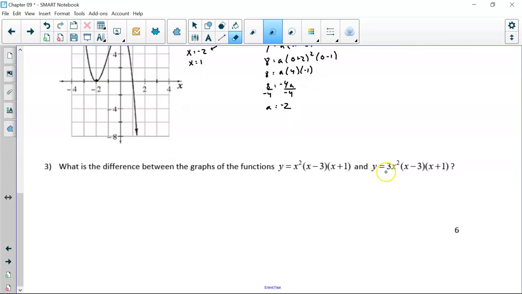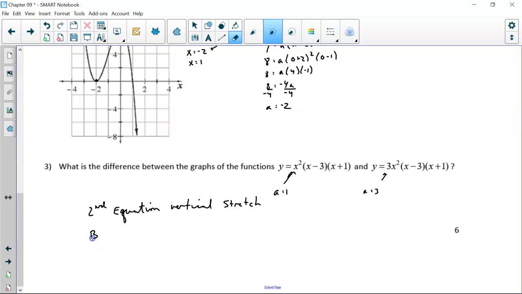Looking at problem number 3. These equations look identical, except for one thing. For the first equation, a is a positive 1, and for the second equation, a is a positive 3. So just like we talked about in previous sections with our value for a, what it means is that the second equation, or the second graph, has a vertical stretch.